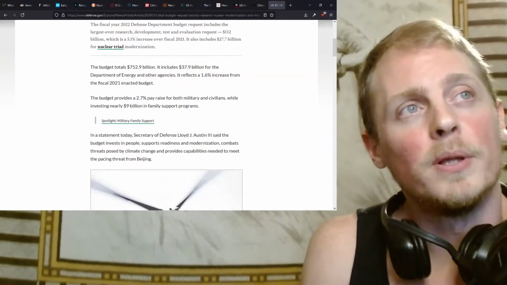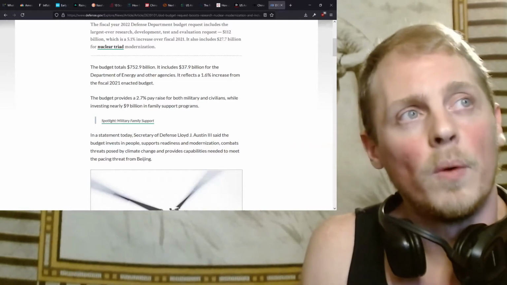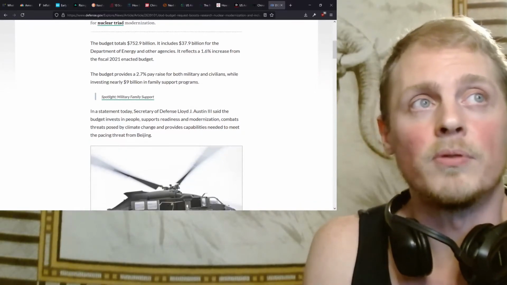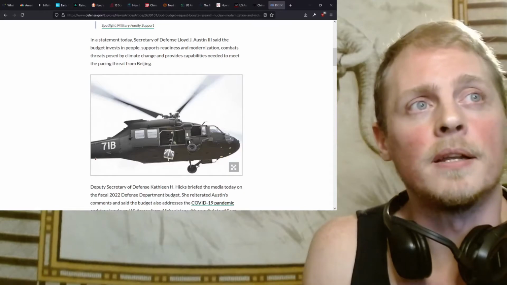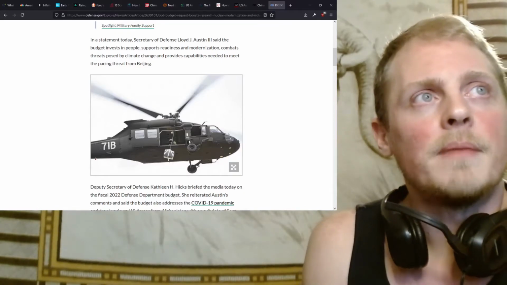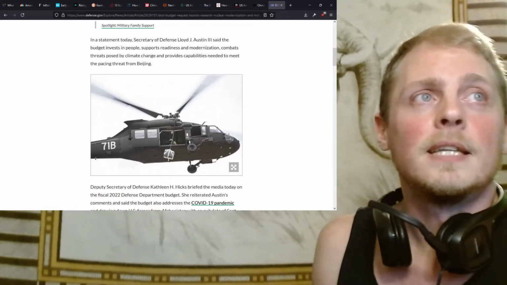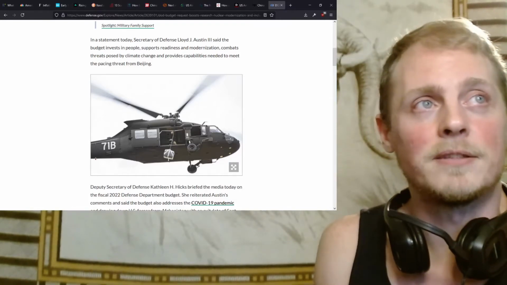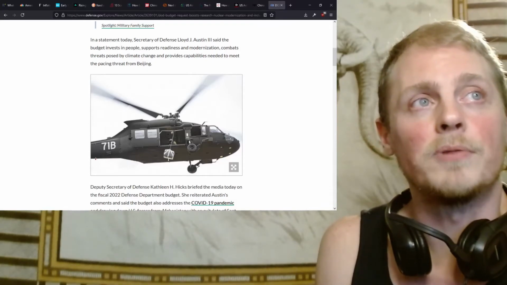Budget provides 2.7% pay raise for both military and civilians, while investing nearly $9 billion in family support programs. Our troops need backup, and they need to be well-fed. In a statement today, Secretary of Defense Lloyd J. Austin III said the budget invests in people, supports readiness and modernization, combats threats posed by climate change, and provides capabilities needed to meet the pacing threat from Beijing.